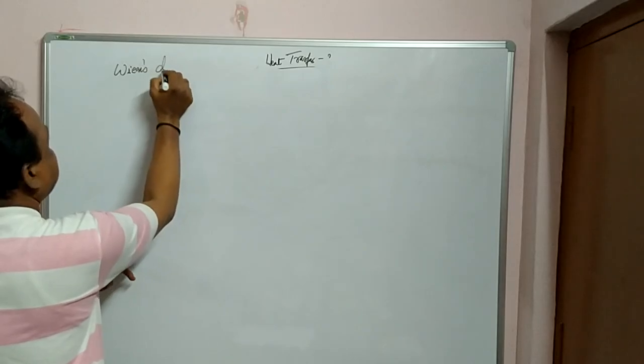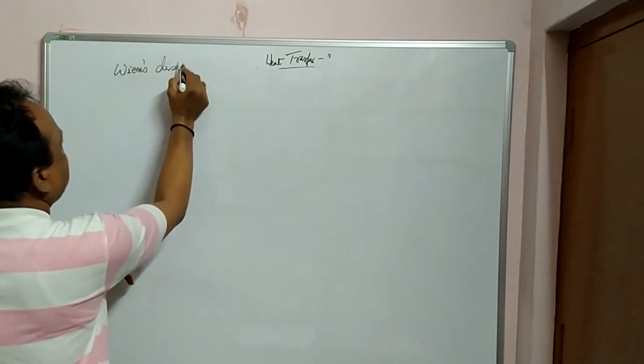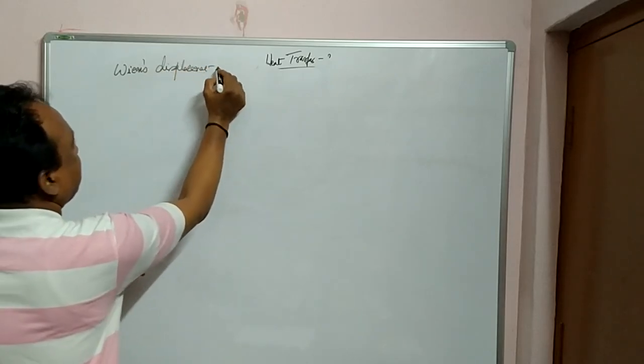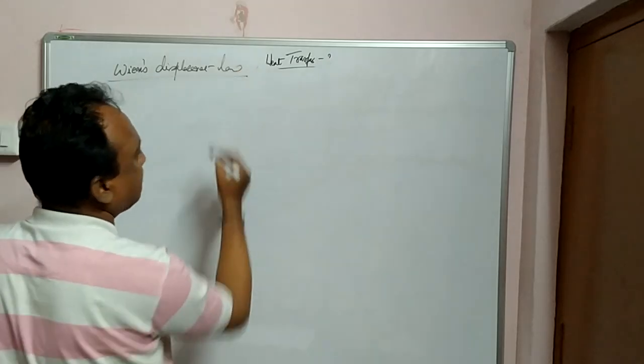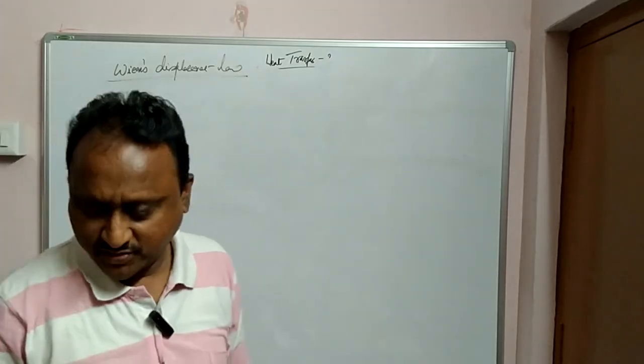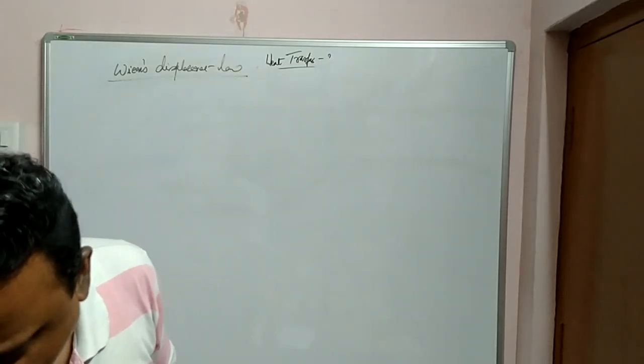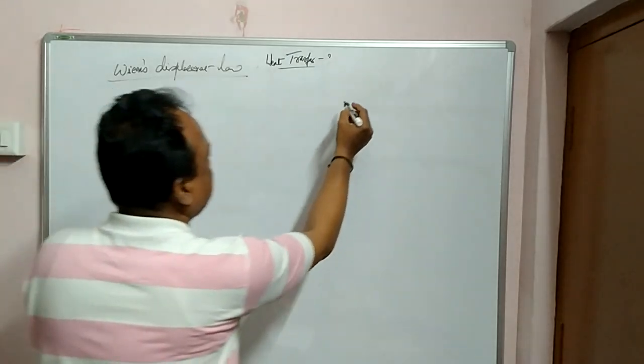Next one is Wien's displacement law. This scientist, Wien, has given us a graph of lambda versus intensity of light. Let us see the graph.